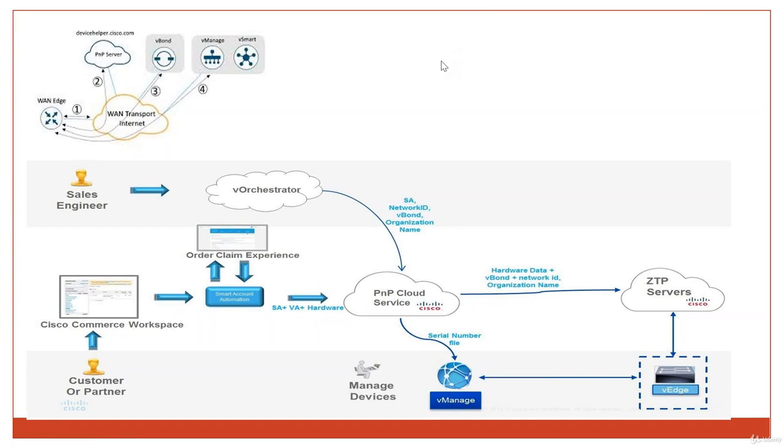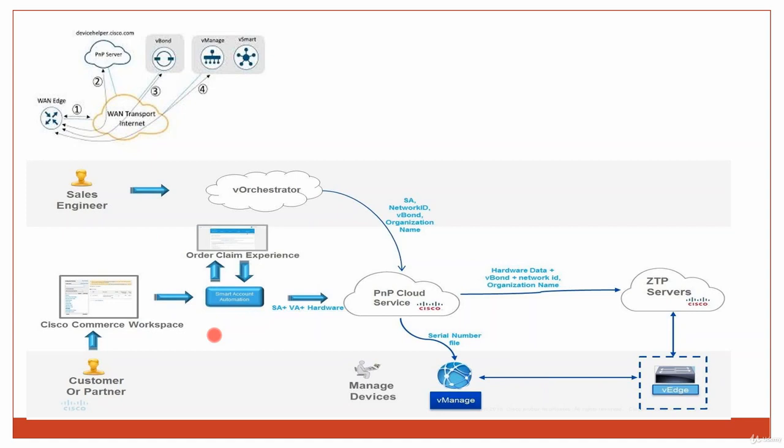Now here you can see in the diagram, on the top, the same thing will happen, only instead of ztp.viptela.com, it will go and communicate with devicehelper.cisco.com, where you have the PNP server. But now things have changed. You have to go and create the smart account at, for example, software.cisco.com. Once you go there, you have the option to link different types of virtual accounts with a smart account.